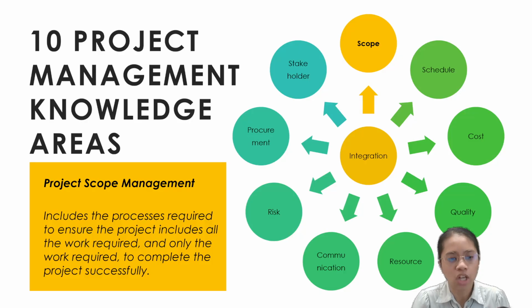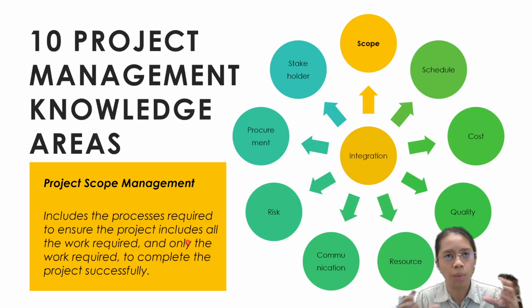Scope. Scope refers to the processes required to ensure the project includes all the work required and only the work required to complete the project successfully. As mentioned a while ago, you should know these 10 project knowledge areas as a future construction management specialist. The first important thing you need to know is the scope. It ensures the project includes all the work required, but only the work required. Nothing more, nothing less. If you ask why the emphasis on all the work required, but only the work required?